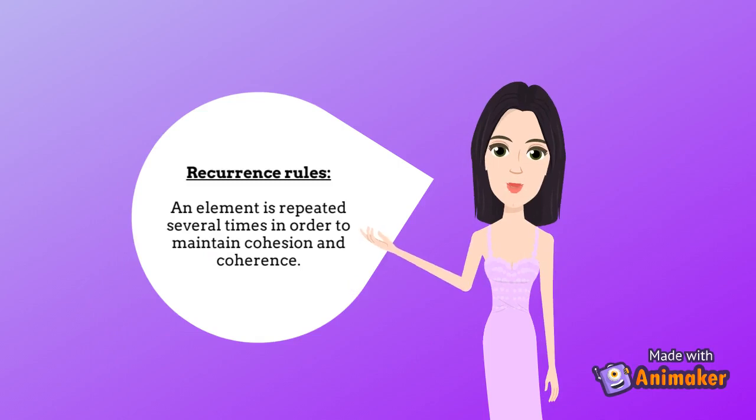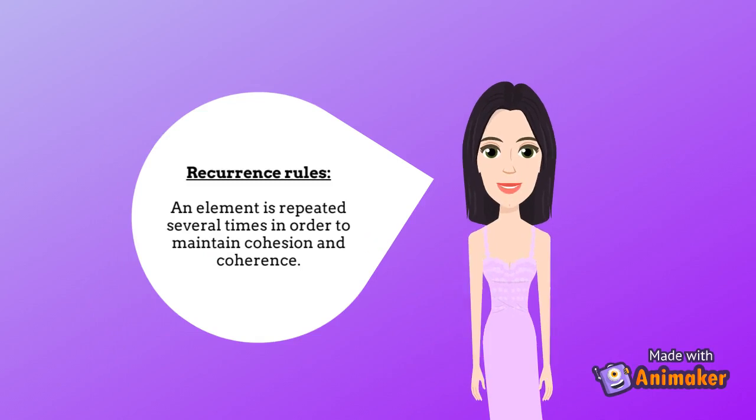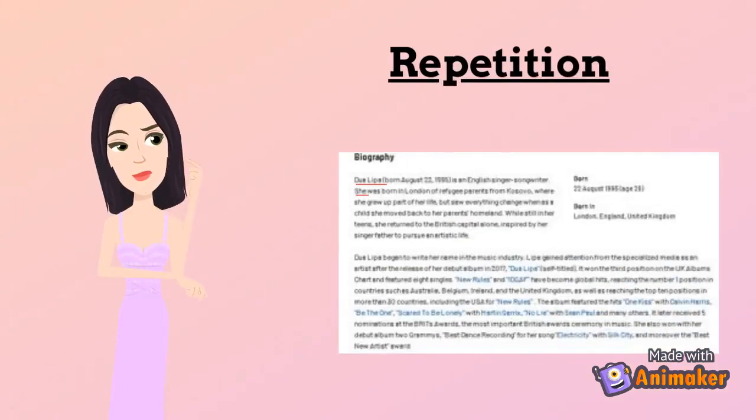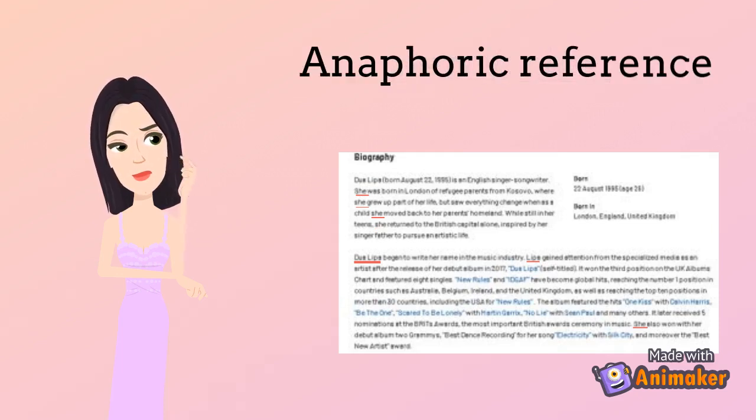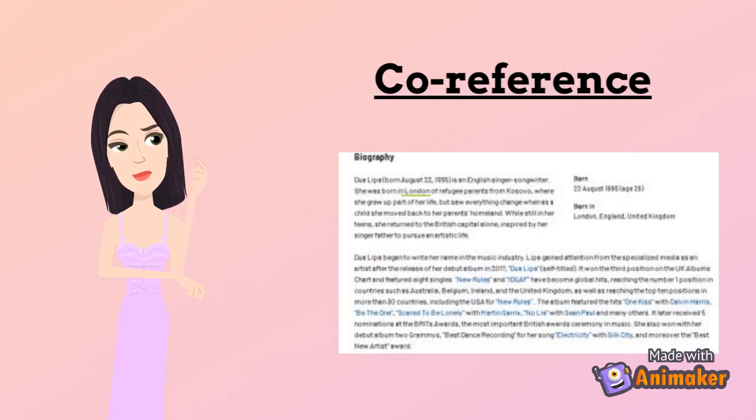In text, we can find recurrent rules, which occur when an element is repeated several times in order to maintain cohesion and coherence. In our text, we can identify some of them, such as the way they mention the artist in different parts of the text. This corresponds to repetition, which happens when an element reappears in the same form in different places in the text. Another reference rule that we can appreciate is the anaphoric reference. As we can see, one unit is being used to name another one that has been already mentioned, like the pronoun she referring to Dua Lipa. We can also identify the use of co-reference when the author refers to London as the British capital.